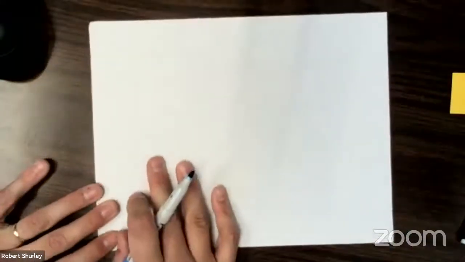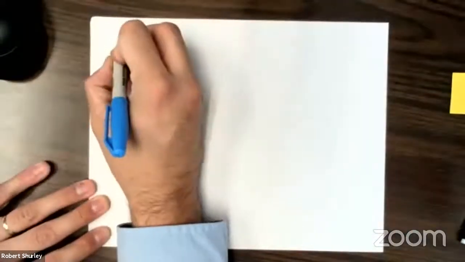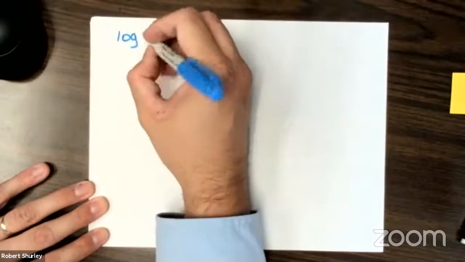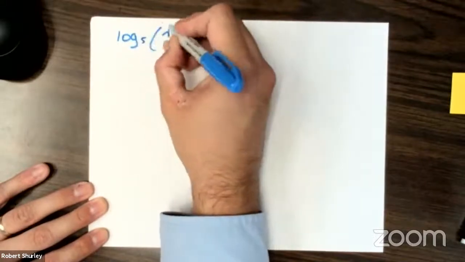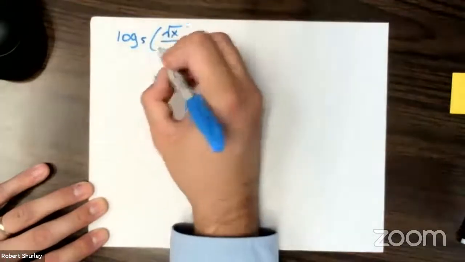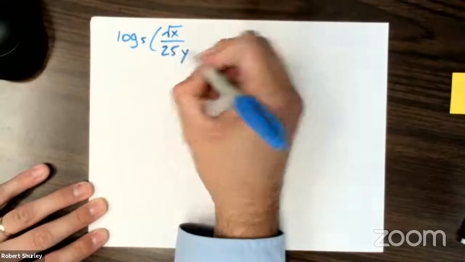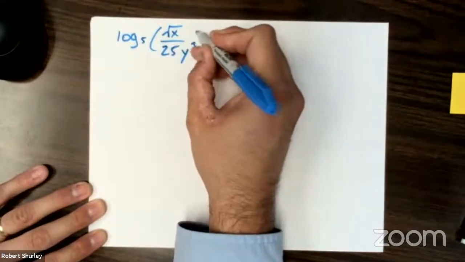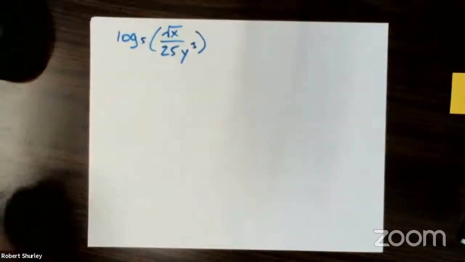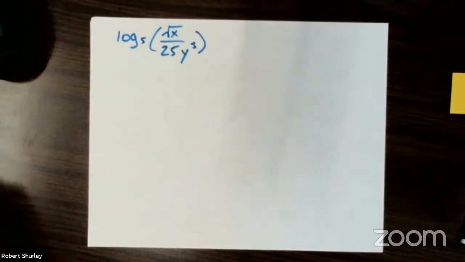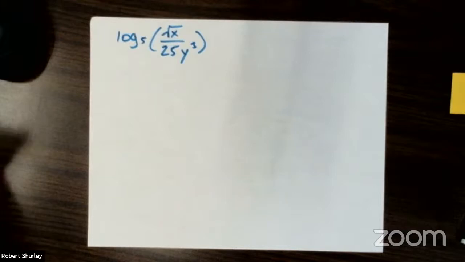Okay, so I'm going to give you one I want you to try now. Let's say we've got log base 5 of the square root of x over 25y cubed. So I want you to try this one. Expand this and simplify. I'll give you a few minutes. This one will take a little longer. Give you a few minutes to do that.